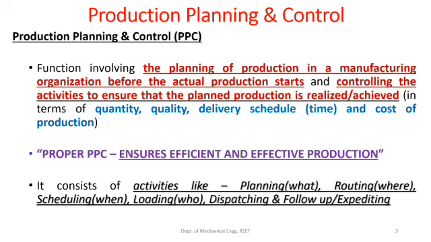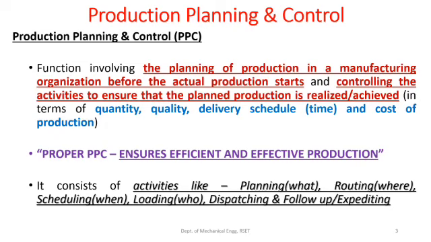Now, the planned production is achieved or realized in terms of the quantity of products produced, the quality, the time, delivery schedule, and also the cost of production. So the production plan establishes what should be the quantity, what should be the level of quality to be maintained, what is the time frame under which the production has to be carried out, and also what is the cost limitation under which the production activity has to take place.